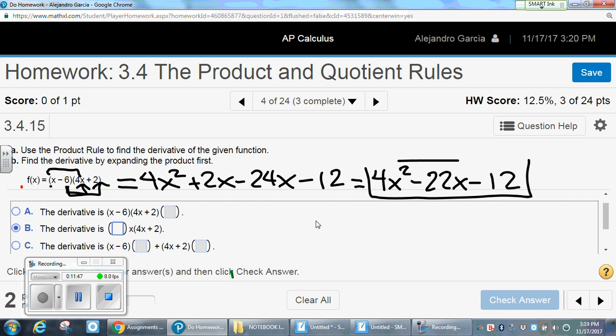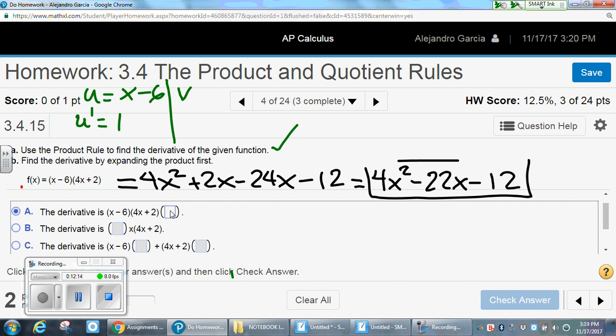Okay, let's just go like part A first. So part A says use the product rule. Okay, so let's do that. So if we say U is the first binomial, so it's x minus 6, U prime will be 1. And then we have the other function, the other binomial is 4x plus 2, so V prime will be 4, and that's it.